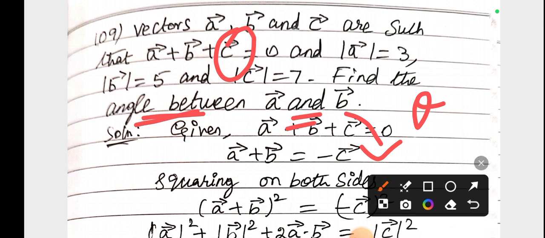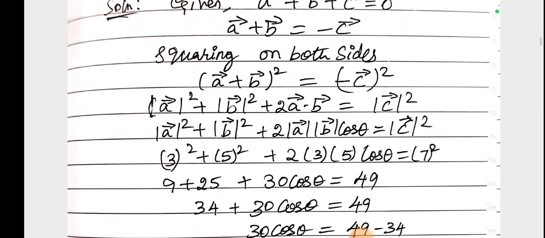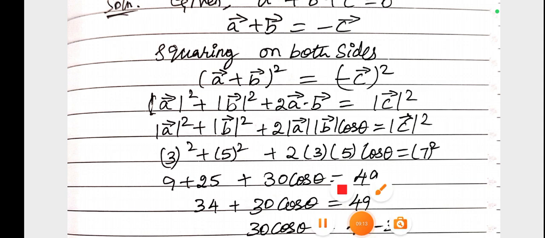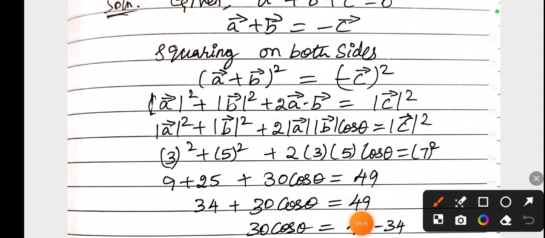What we want, what is given, that is ultimately important. Don't say it like the last question, we have done the same way. (A vector plus B vector) whole square equals minus C vector whole square. You know magnitude of A square plus magnitude of B square plus 2 A vector dot B vector equals magnitude of C square.